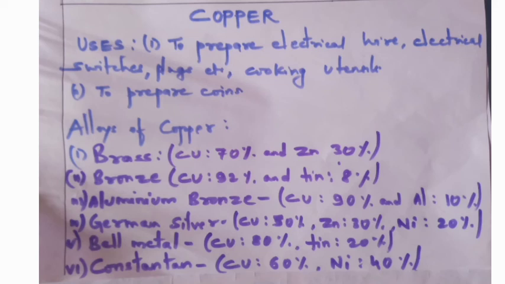Another alloy of copper is German silver, which is composed of copper 50%, zinc 30%, nickel 20%. Another alloy of copper is bell metal, which is composed of copper 80%, tin 20%. Another alloy of copper is constantan, which is composed of copper 60% and nickel 40%.